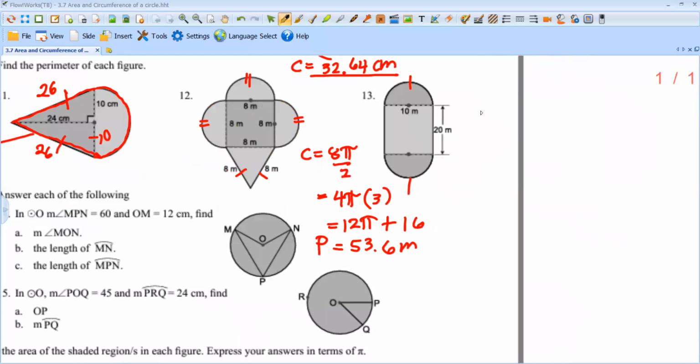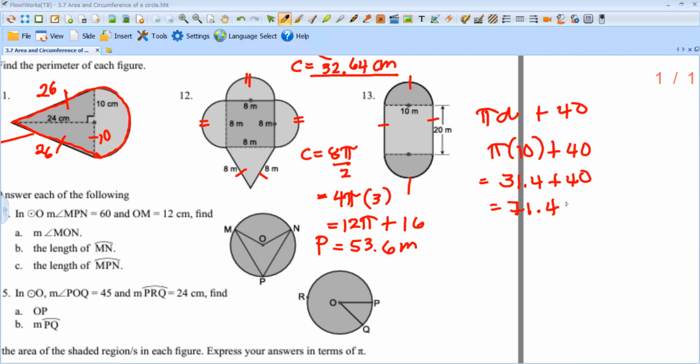Number 13. Okay, so this includes as 1, right? So let us have pi d plus 40 because this is 20 and this is another 20. So what we will do, we have pi times the diameter, which is 10 plus 40. So we have 3.14 times 10 is 31.4 plus 40, which you will get 71.4 meters. Okay.